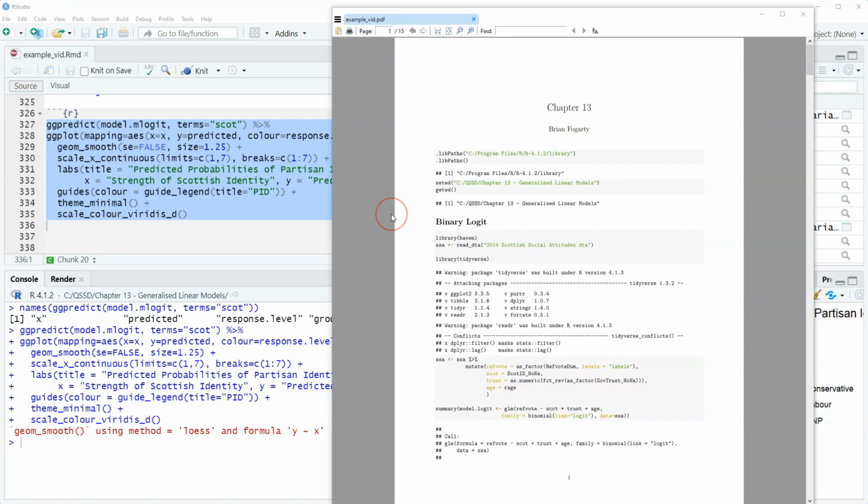The knitting ran, and it probably took about a minute. It's not too bad. There were no errors. This is our output document, which is saved as a PDF in my working directory.